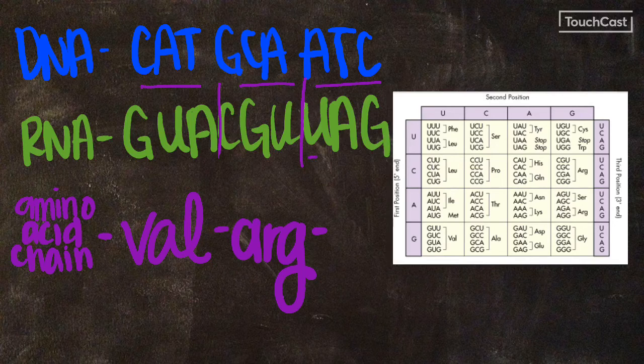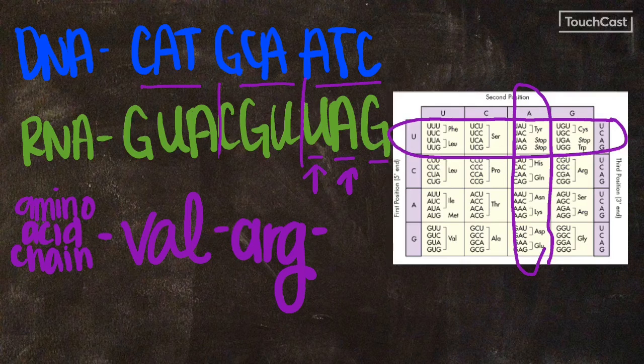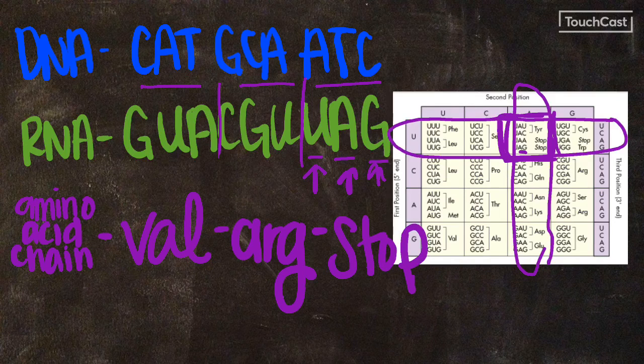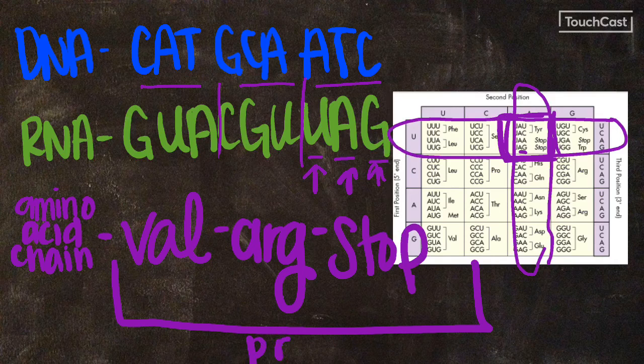We have 3 letters, U, A, G. Our first position is a U, so I'm going to circle the row U. My second position is an A, so I'm going to circle the column A. And my last position is a G, so I look where they overlap and I find G. And my codon is coding for the word stop. And what stop means is that it's done making my amino acid chain, and I have created a protein.